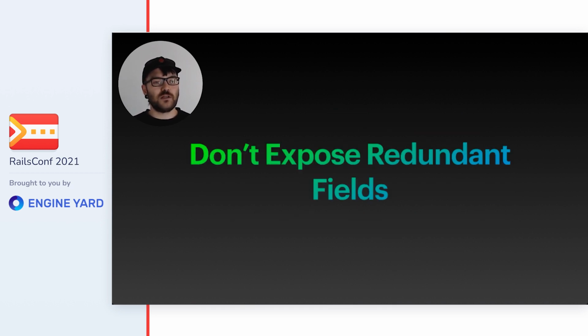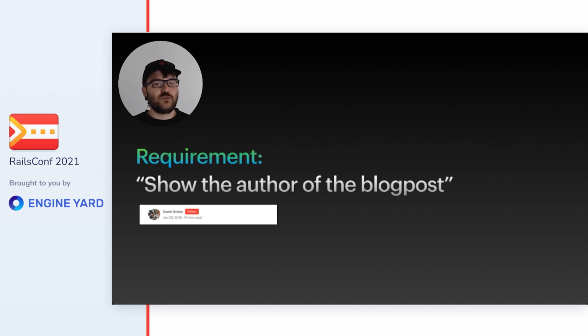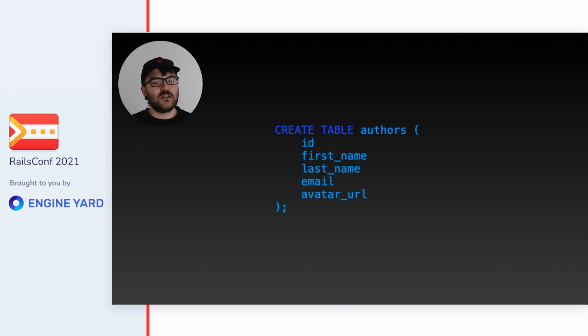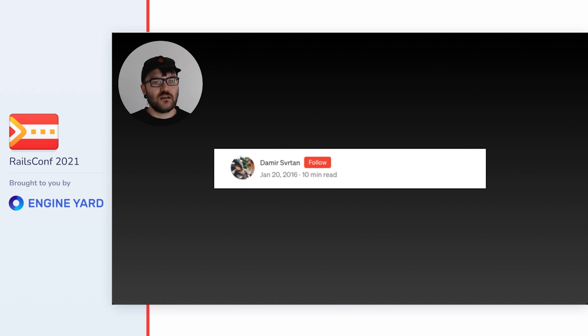So let's start off with don't expose redundant fields. Let's imagine we have a requirement from our product management and it says we need to show the author of the blog post. Now let's say we're storing authors in some kind of a database and it's got an ID, it's got a first name, a last name, an email, and an avatar URL.